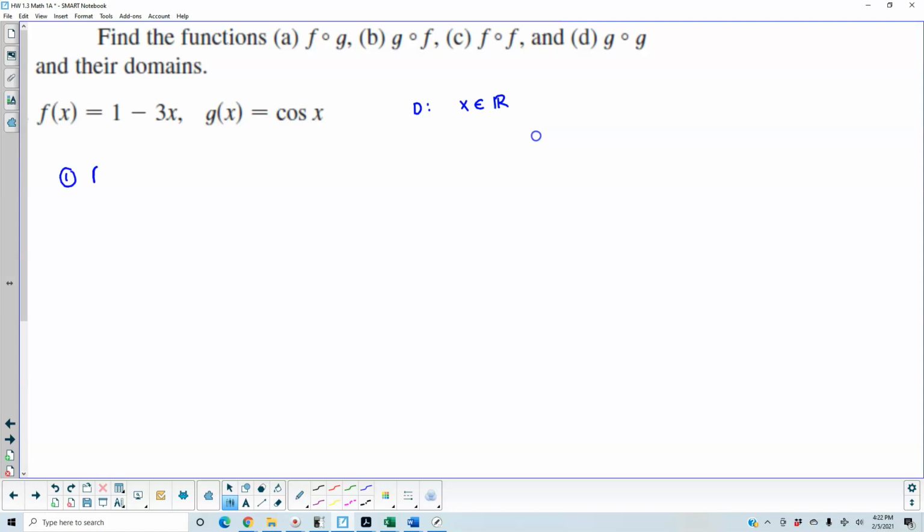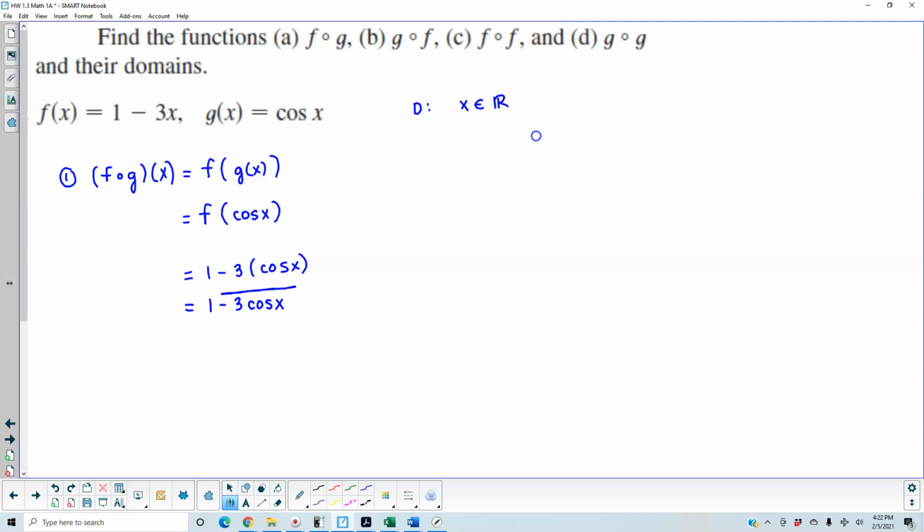So let's take a look at the first one. We want to find f composite g of x, which means f of g of x, where g of x is the input for f. So g of x is the cosine of x, and now the cosine of x becomes the input for f of x. So this becomes 1 minus 3 times the cosine of x, and therefore 1 minus 3 times the cosine of x is that function. And the domain is that x is all real numbers.